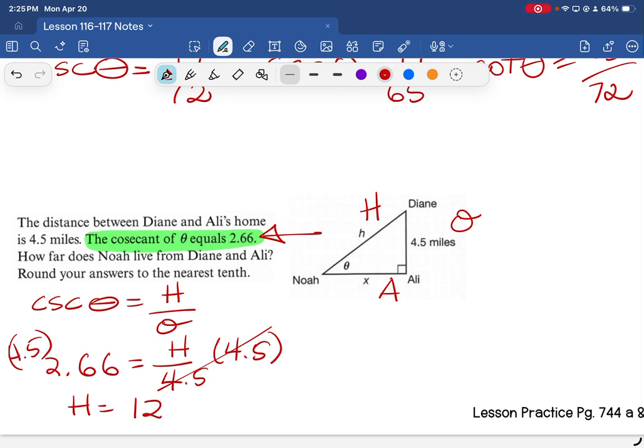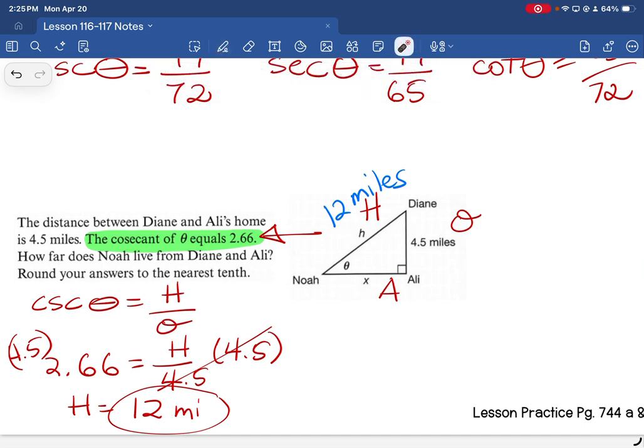12.1. I got an exact 12. Well, it's such a round. Round to 1 decimal place. Times 2.66 would be 12. Yeah, 12 miles is what I get over here for Noah to Diane.